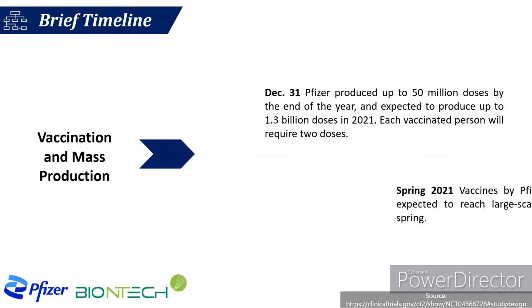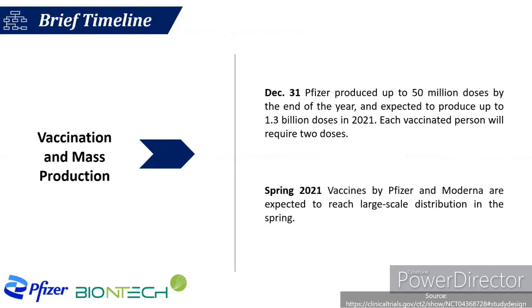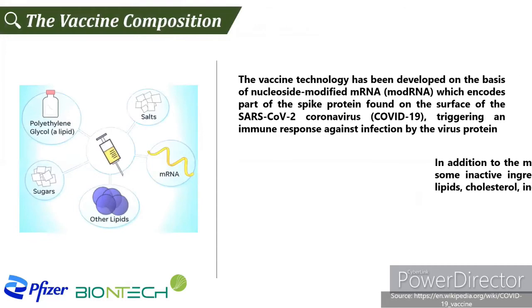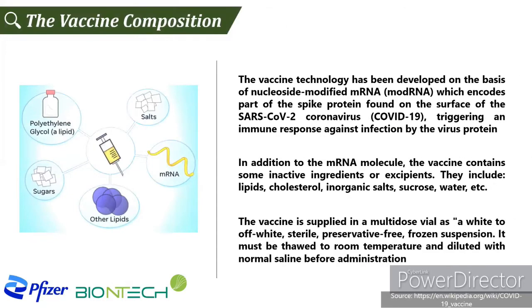In 2021, it is expected to go on mass production with an aim of producing 1.3 million doses and participate in large-scale distribution. The vaccine technology has been developed on the basis of nucleoside-modified mRNA or modRNA, which encodes part of the spike protein found on the surface of SARS-CoV-2, triggering an immune response against infection by the virus.